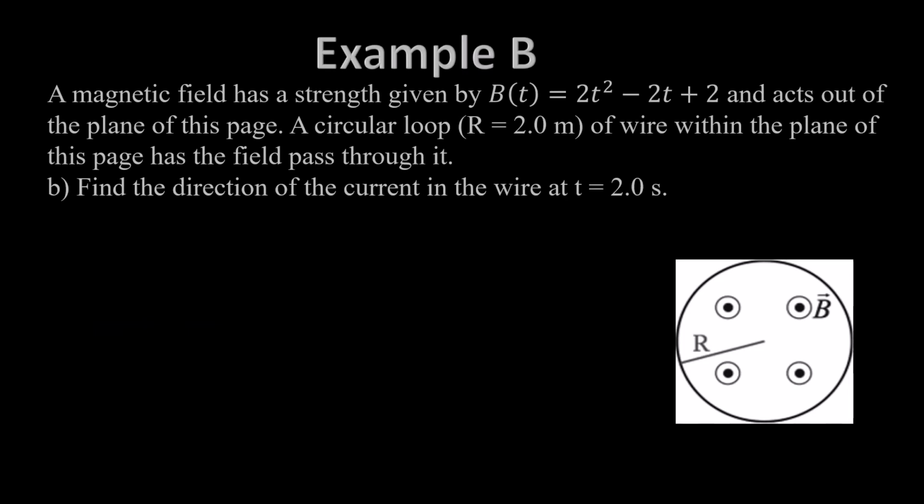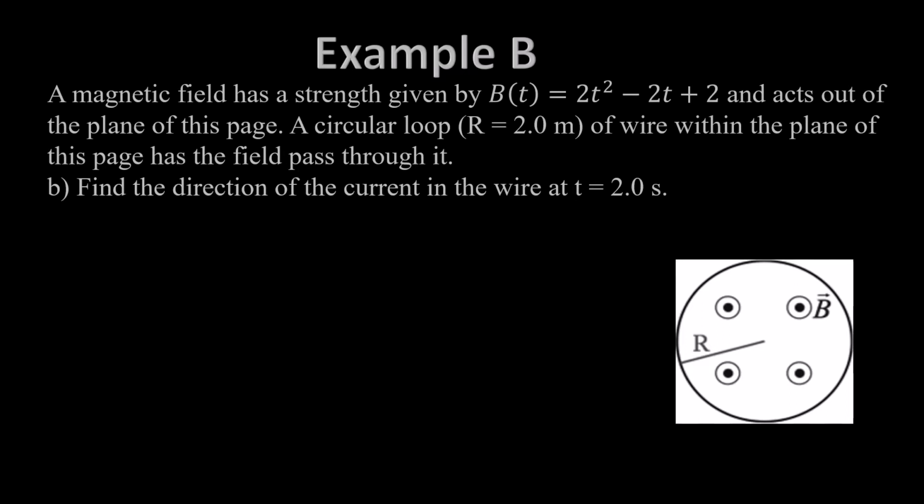Part A was pretty easy. Students typically do well with the math in these types of questions. Where they're going to make mistakes is when applying Lenz's law. So part B is to define the direction of the current in the wire at time t equals 2 seconds. Now the important thing for Lenz's law is the current is going to be induced such that it creates a field to oppose the change in flux.